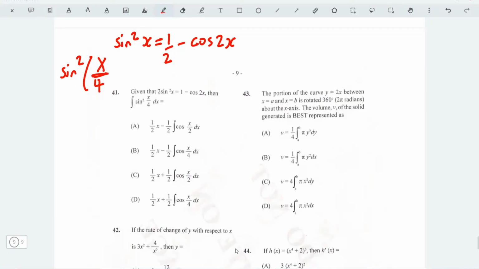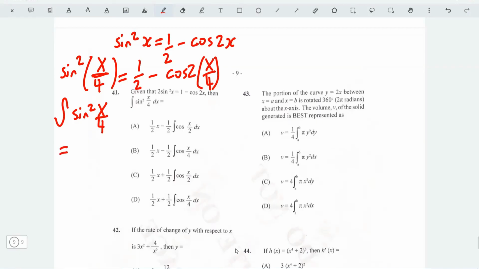Sine square x over 4 would be a half minus the cos of 2 times, replace that x with x over 4. Now 2 times x over 4 is x over 2. So therefore the integral of sine square x over 4 would be equal to the integral of a half minus the integral of the cosine of x over 2. Integral of a half is half x minus the integral of cos x over 2.